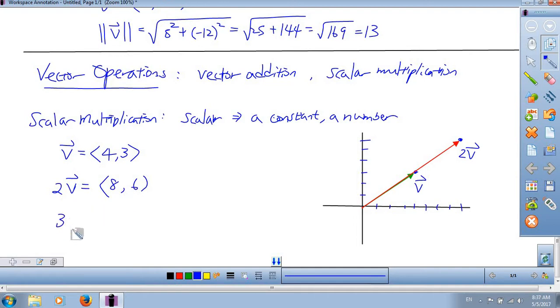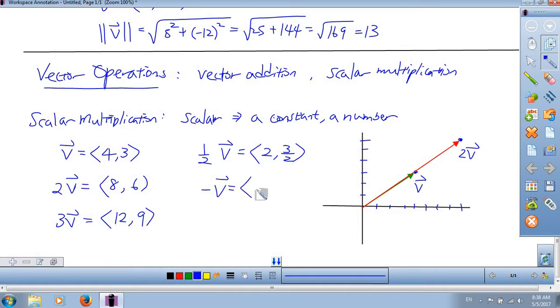And if you do 3v, you just multiply all the components by 3, so it's 12 and 9. And you can do 1/2 v. 1/2 v would be equal to 2 and 3/2, 3 divided by 2. And you can even do negative v. What does negative v mean? Well, negative v means you get -4 and -3, because we multiply all the components by negative 1.